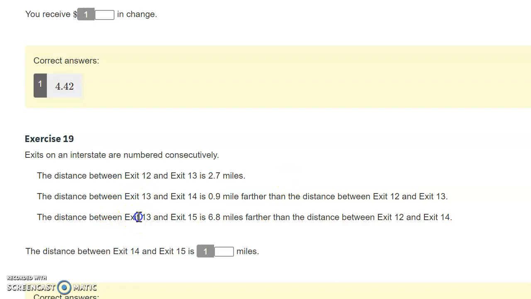Then it says take your 13 and 15 is 6.8 miles further than 12 to 14. Well, 12 to 14 was 3.6, so now I had to add the 6.8 to 3.6, and that gave me 10.4. Then they want to know only the exit between 14 and 15, so I had to go back in and take away my 0.9, which then gives me 9.5. And 9.5 is my answer.